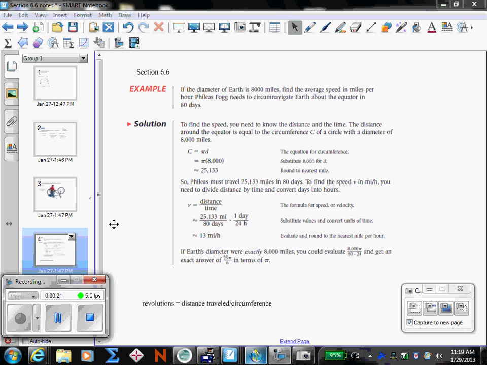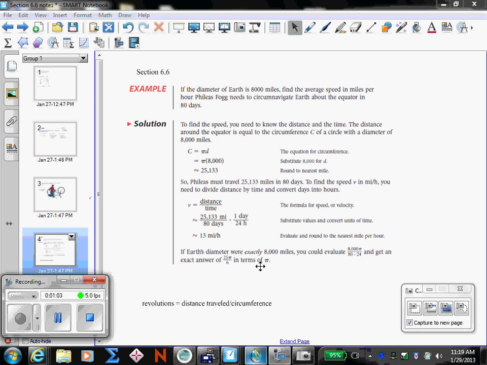Okay, so you can tell in this problem to find speed, and in calculus you'll hear me say velocity quite a bit, that the speed is the distance divided by the time. Okay, so distance sometimes you have to find by finding the circumference of a circle. The other thing I want you to know is the number of revolutions of a circle will be the distance traveled divided by the circumference. So make note of that.